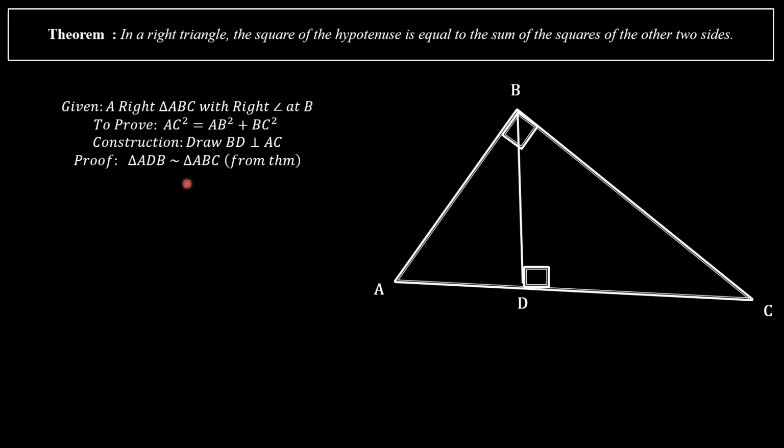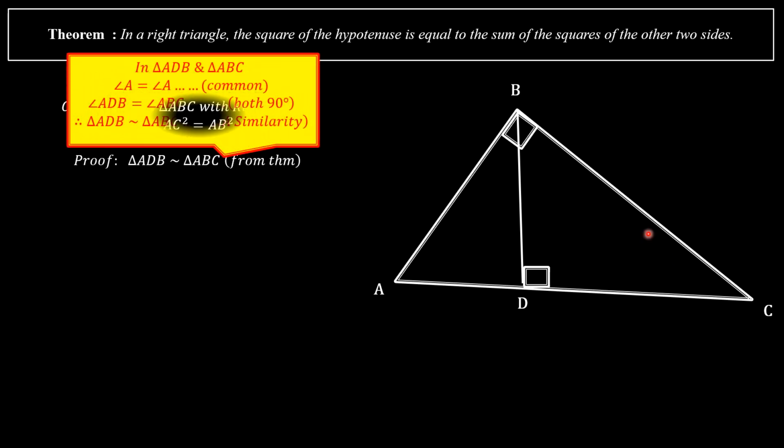If you want to prove this, we can prove this by, in these two triangles, angle A is common, angle ADB is equal to angle ABC, both 90 degrees, and hence these two triangles are similar by the angle similarity criterion. If you write within the bracket that from property this is similar, then also it will be fine. But if you want to prove it, you can prove it this way.